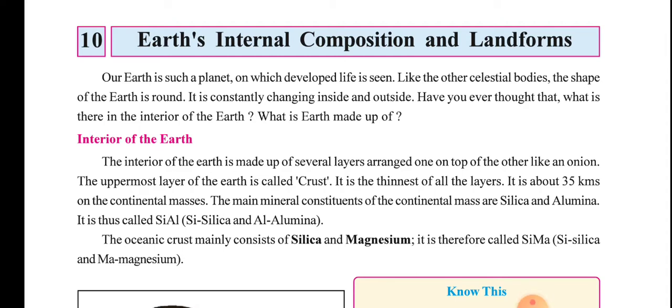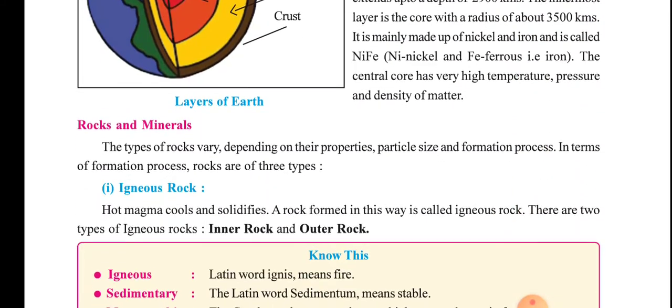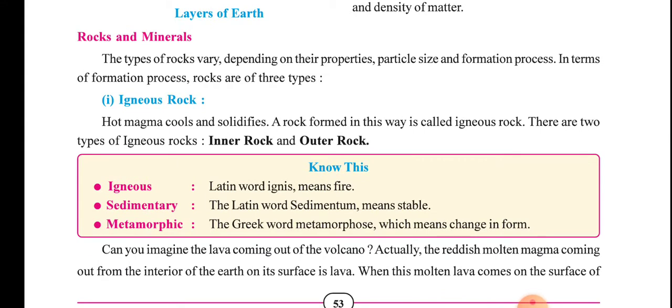Now let's continue our chapter number 10, the Earth's internal composition and landforms. So we are here at rocks and minerals. The Earth is made up of rocks and minerals also. The types of rocks vary depending on their properties, particle size and formation process. In terms of formation process, rocks are of three types. How many types? Rocks are of three types.